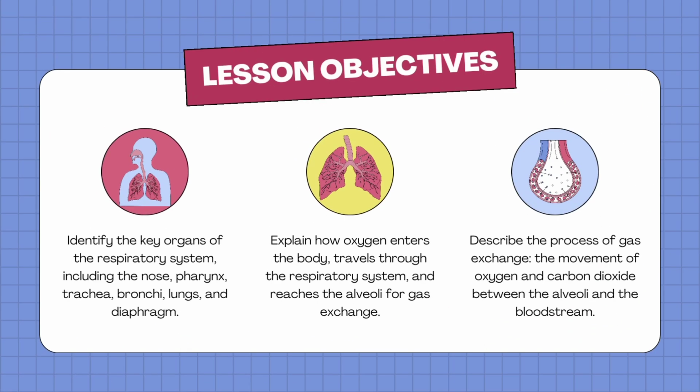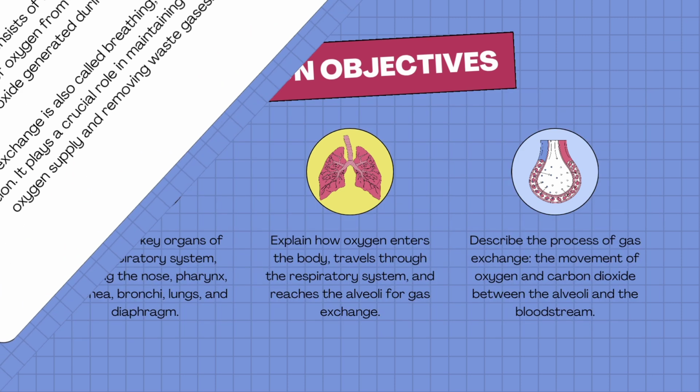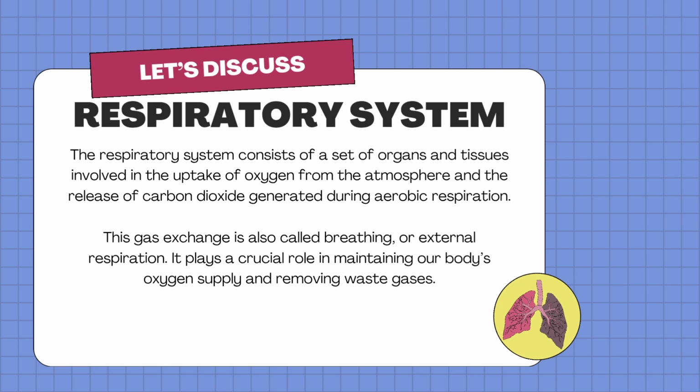Lesson objectives: identify the key organs of the respiratory system, explain how the oxygen enters the body and travels through the body, describe the process of gas exchange, the movement of oxygen and carbon dioxide between the alveoli and the bloodstream.